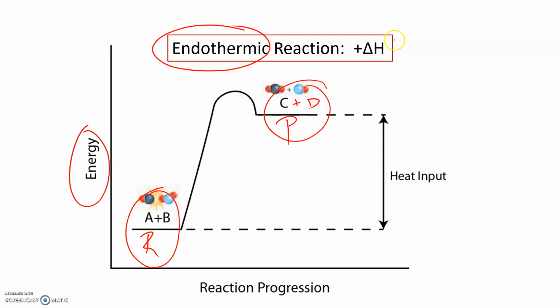The delta H for endothermic reactions is going to be positive because, again, we'll talk about this next time, you get delta H by taking the product energy and subtracting from it the reactant energy. In this case, our products have more energy than the reactants. If I subtracted whatever value of the reactant energy from that product energy, I would get a positive delta H.